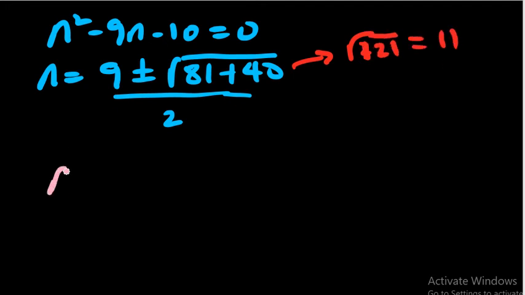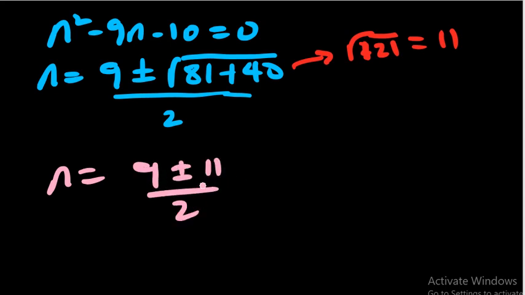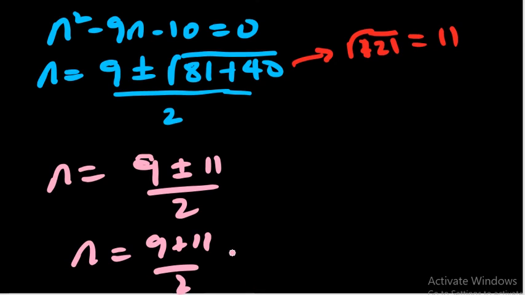So it will be good now. 9 plus or minus 11 over 2. But 9 minus 11 we cannot take, because n cannot be negative. From the definition we have seen, n must be a natural number. So we cannot take the negative part, because 9 minus 11 is negative, obviously. So n must be 9 plus 11 over 2, which is 20 over 2, which is 10. Therefore our n will be 10.